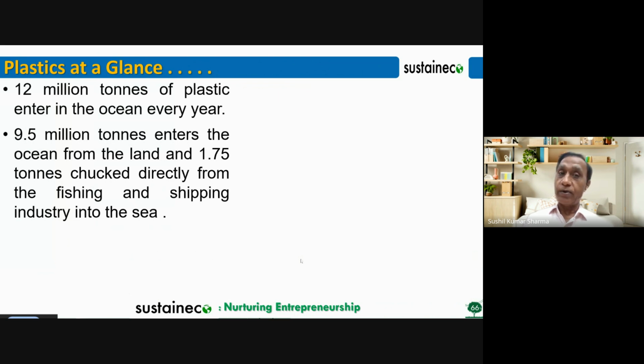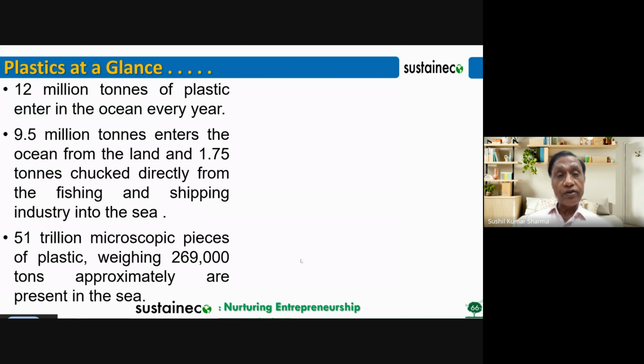We are not aware of its seriousness. Let us just look into it for a minute. 12 million tons of plastic enters the oceans every year. 9.5 million tons enters the oceans from the land through rivers. 1.75 million tons is chucked directly from the fishing and shipping industry into the sea.